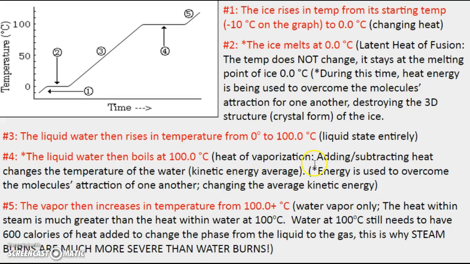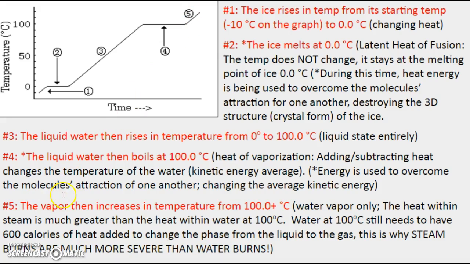This is called the heat of vaporization. Adding or subtracting heat changes the temperature of the water. It's simply the kinetic energy average. Energy is used to overcome the molecules' attraction of one another, and this is changing their average kinetic energies. So notice at locations 2 and 4, these are where we find latent heat of fusion and latent heat of vaporization. That adding heat is not changing its temperature. It is increasing in the total heat energy, but it's not changing temperature. Therefore, we don't see any slope or rise or simply a change in my y-axis. That's very important. So 2 and 4 are my latent heat locations.